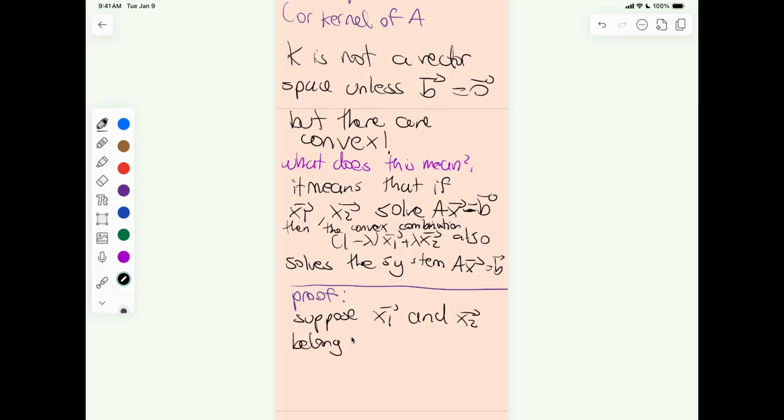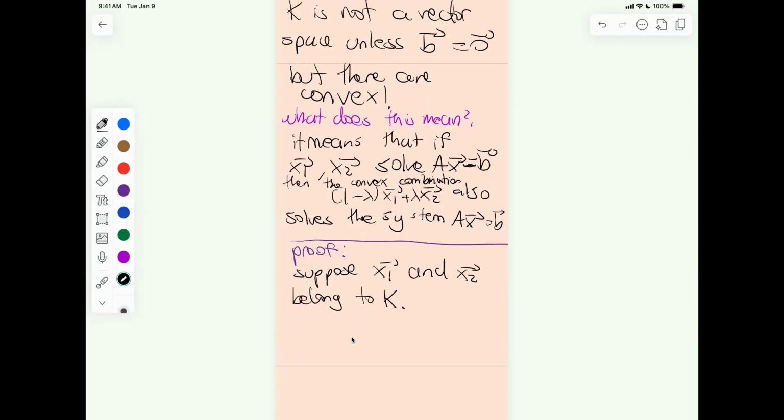This is the type of proof that I would expect you to know how to do, similar to showing that something is a vector space or not, or showing that something is convex or not. Let's say you have two vectors that belong to the set K. What does that mean? That means that they solve the system of equations, right? That means that A times x1 equals B, and that A times x2 equals B. Oops, sorry, I'll put the arrow on B.